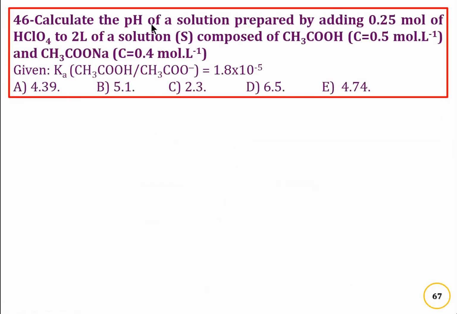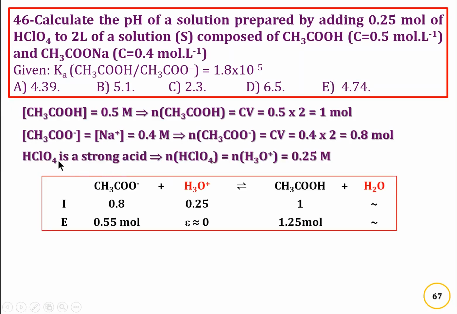Exercise 46. Calculate the pH of the solution obtained by adding 0.25 mole of HClO4, which is a strong acid since no Ka is given, to 2 liters of a solution composed of acetic acid and its conjugate base CH3COO-. In this type of exercise, we add a strong acid to a weak acid and its base. So we have a reaction between the strong acid H3O+ and CH3COO-: CH3COO- plus H3O+ gives CH3COOH plus H2O.